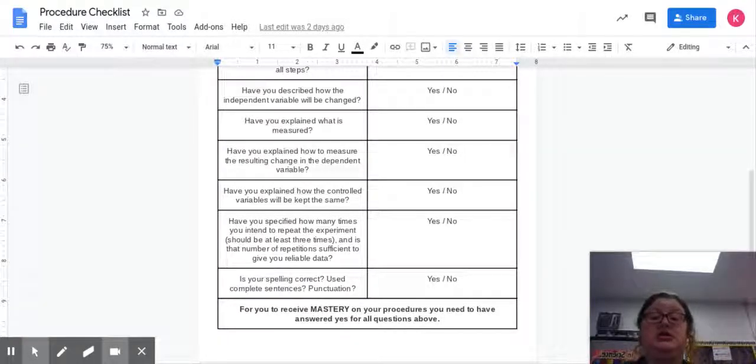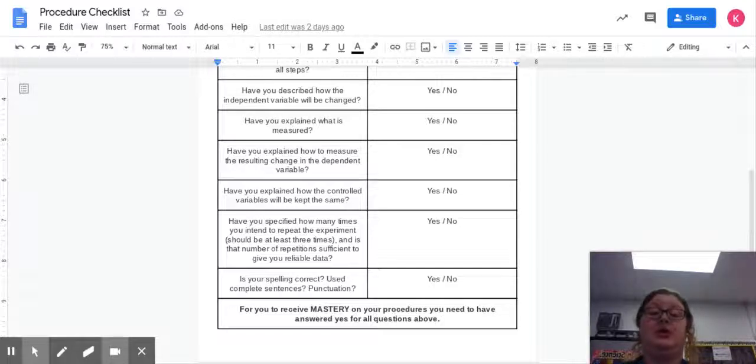You additionally need to be specific about how many times you intend to repeat your experiment. Remember, an experiment must be repeated at minimum 3 times, but you can repeat it more than that, but you have to be specific in how that is being repeated. You also need to make sure you use proper spelling, complete sentences, and punctuation. This is a standard for writing across the board.